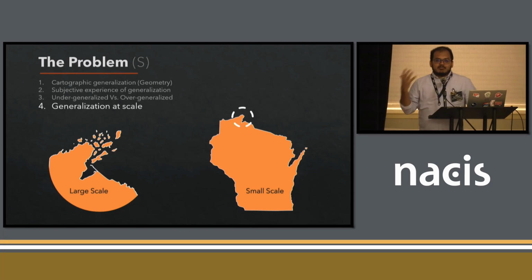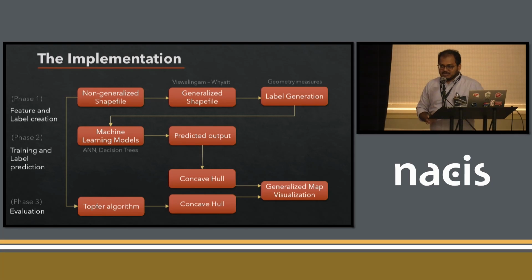So all of these combined, we are trying to answer in an implementation by making a machine learn what is a good generalization. The workflow we have adopted is, we took a non-generalized shapefile, like Wisconsin, and we generalized it using the Visvalingam-Whyatt algorithm. Then we created a detailed set of labels for every single point in the polygon, and we fed it into a machine learning model. We made the model predict outputs for other states, which we did not train on.